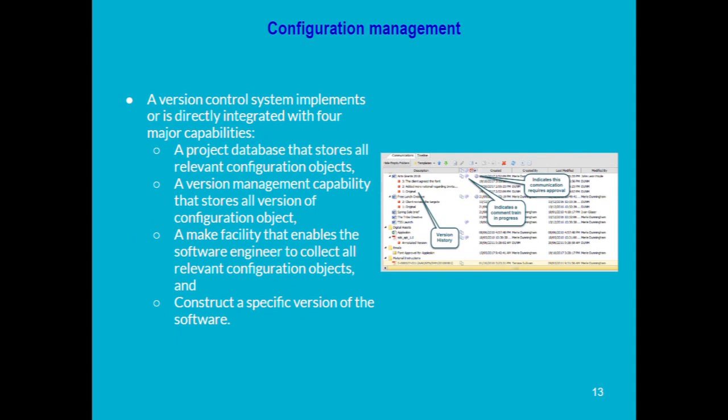One way to keep track of version control is version control systems. They are implemented directly, integrated with 4 major capabilities. It stores all the objects that it needs. It has all the different configurations. It has a make facility where you can choose a bunch of different objects and combine them into one. And then from those you can construct a specific version of the software. It's a great way to organize your different objects and create different versions and keep track of what aspects certain versions have. It's a very useful tool for software developers.